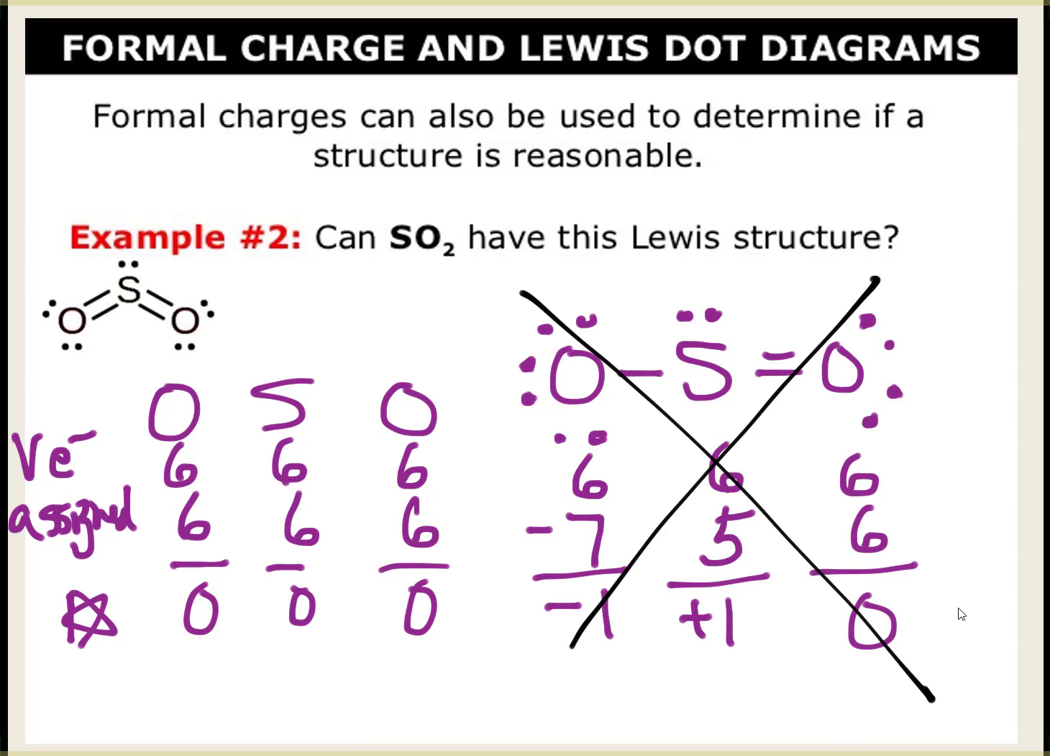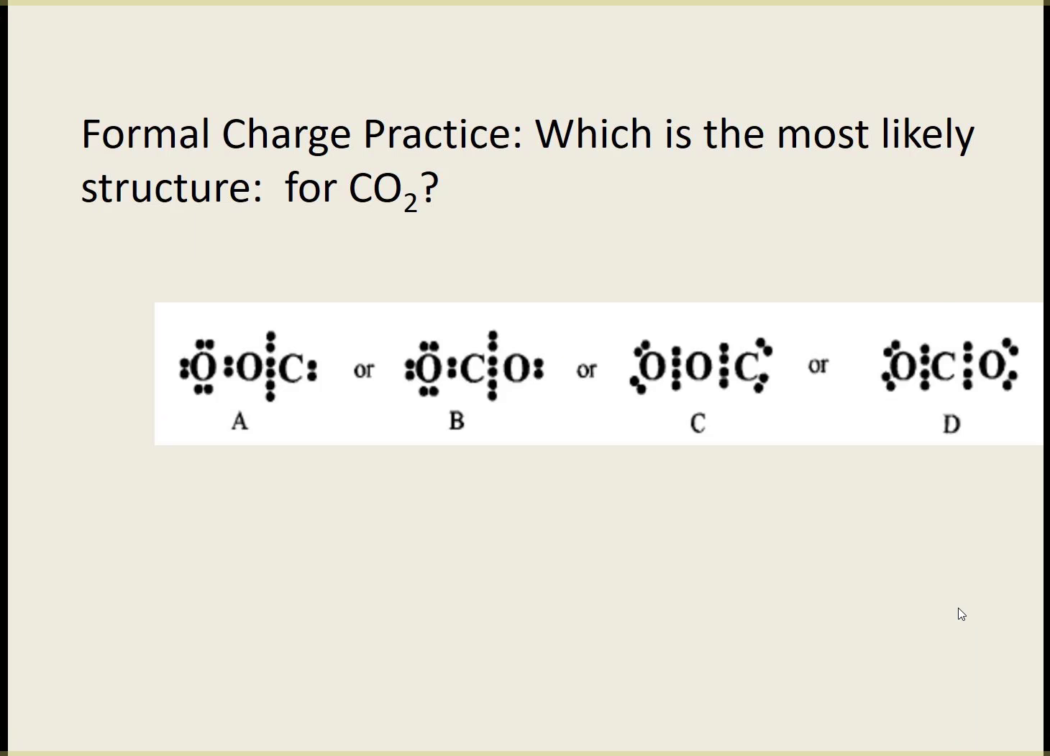Okay, and that's a little weird because if I drew this one, this would give it 8 around that sulfur. So this is one of those exceptions where you have an expanded octet is most desired. So this would be the more likely structure. So let's do another one.